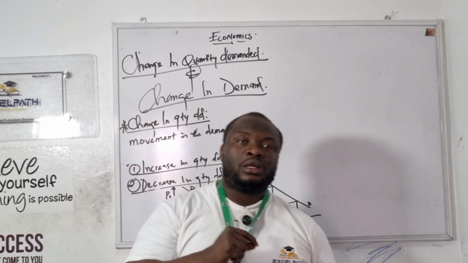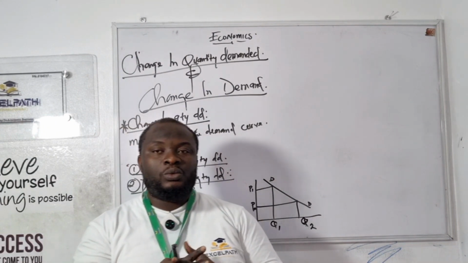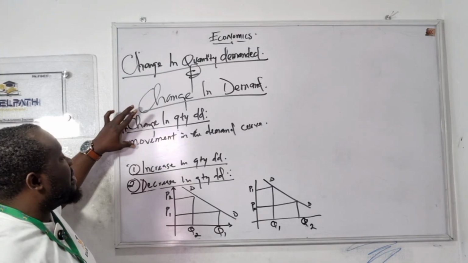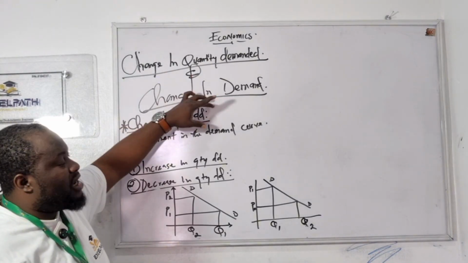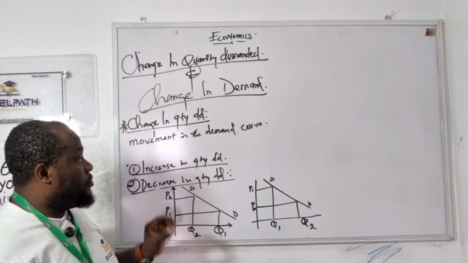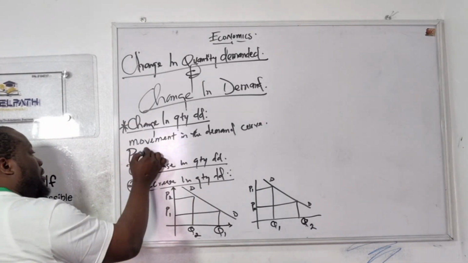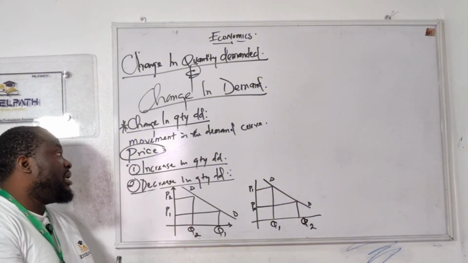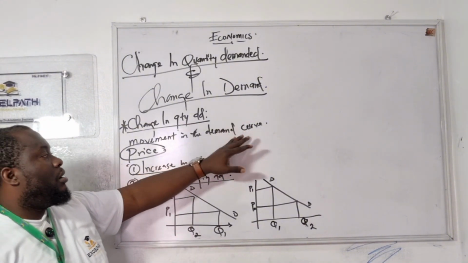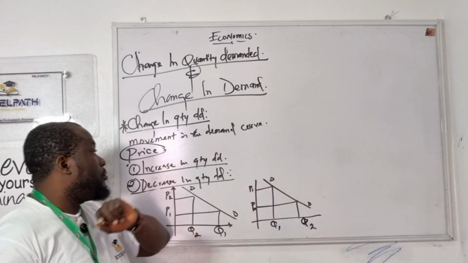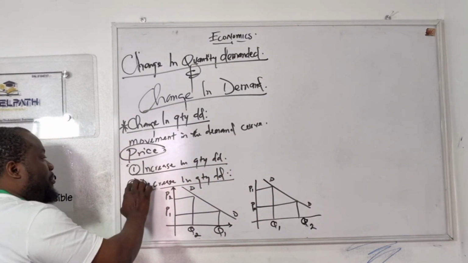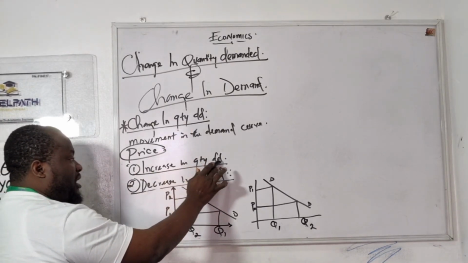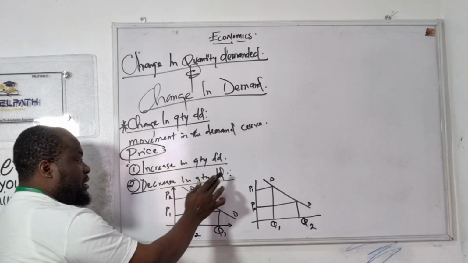Now, out of all the factors affecting demand we mentioned earlier, it is only one factor that causes a change in quantity demanded of a commodity, and which is price. It's only price that causes a change in quantity demanded of a commodity. Now, we have two types of change in quantity demanded. We have increase in quantity demanded and we have decrease in quantity demanded.